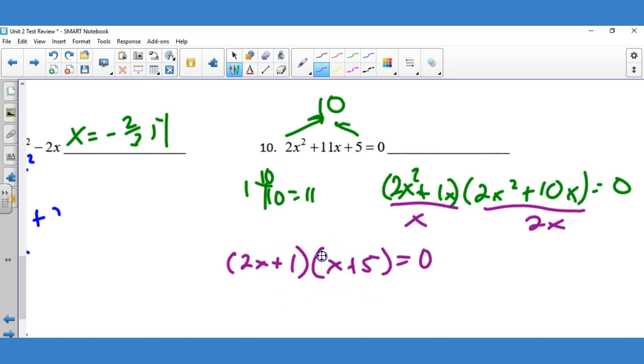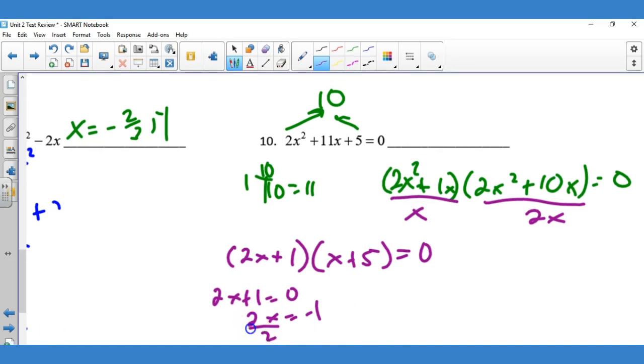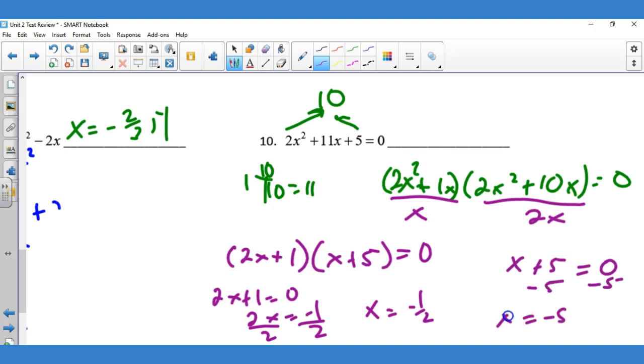Now I set both of these equal to 0. I'll start with 2x plus 1 equals 0. If I subtract 1, that's 2x equals negative 1. Then divide by 2 on both sides, you get x equals negative 1/2. And if I take the other one, x plus 5, set that equal to 0. Subtract 5, x equals negative 5. So my answers are x equals negative 1/2 and negative 5. Those are my two solutions.